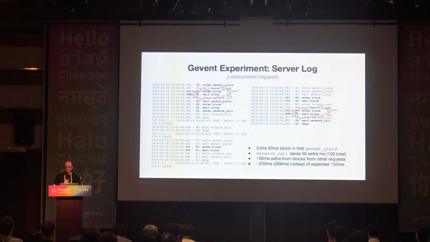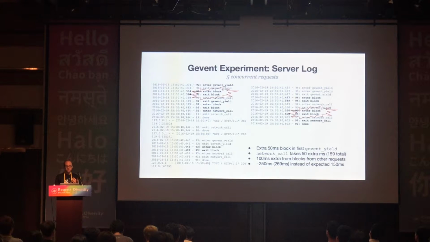We go into our network call, which would take 100 milliseconds. And we have 2 blocking calls in there, which we could fit. Then we have a third one, which doesn't really belong, and that adds another 50 milliseconds. So in total, we add 100 milliseconds extra from blocking calls. And we take about 250 milliseconds instead of the expected 150 milliseconds.